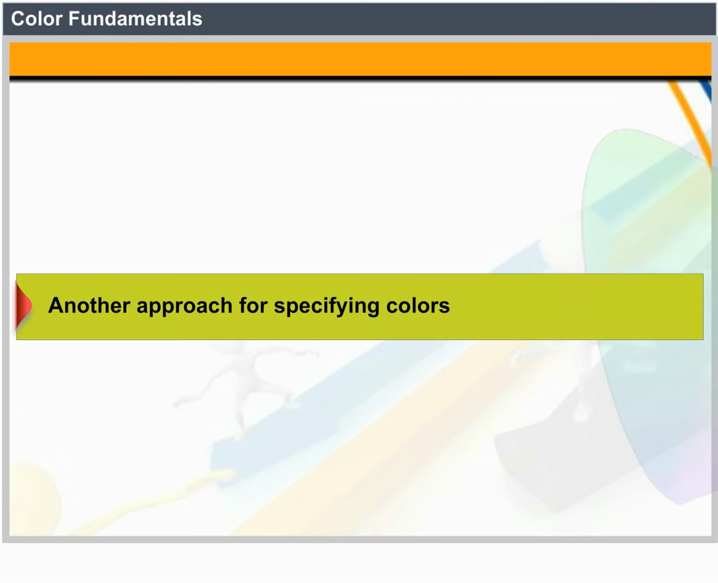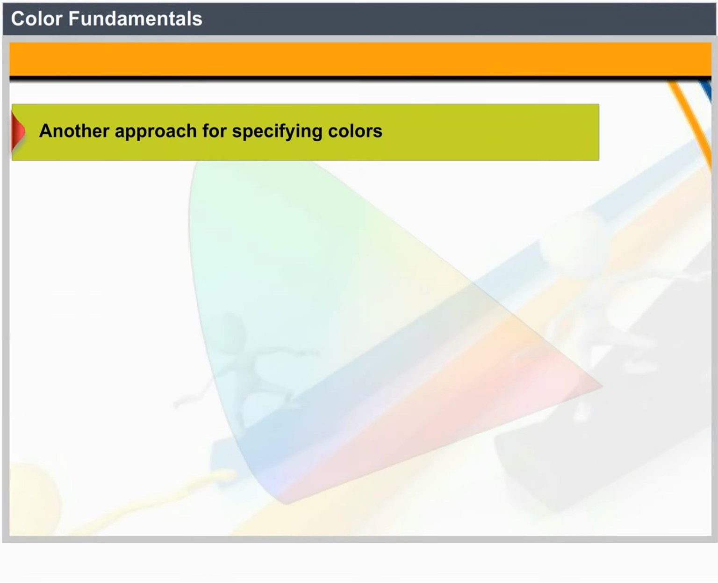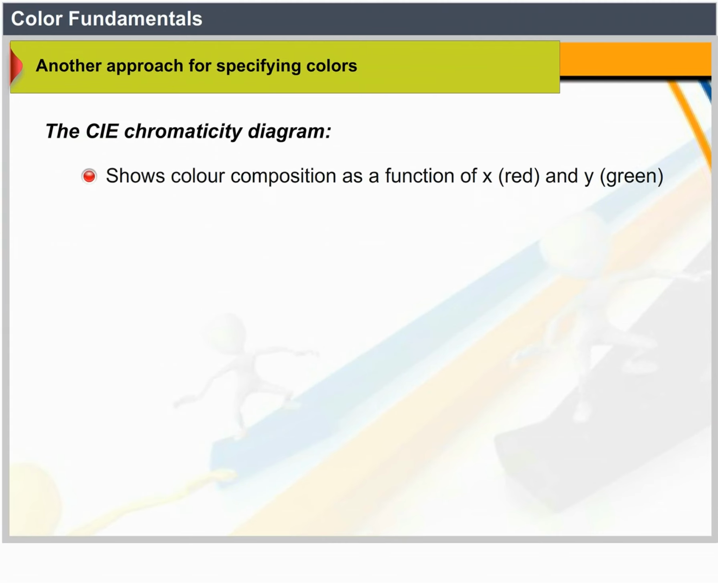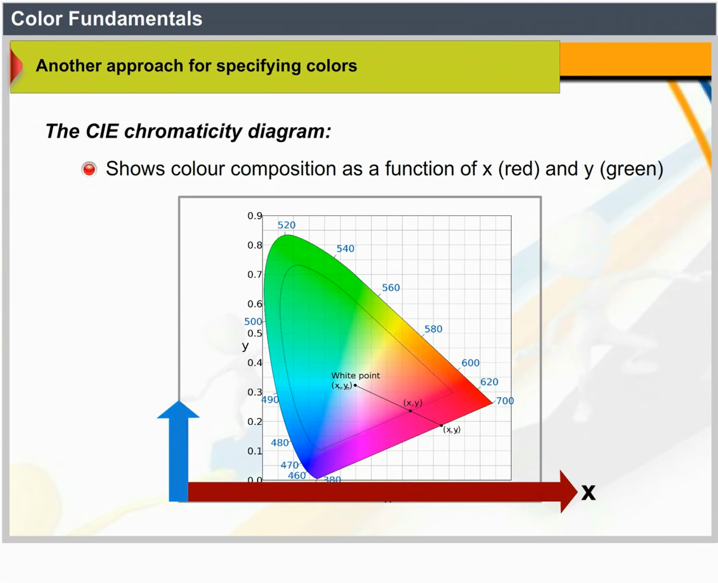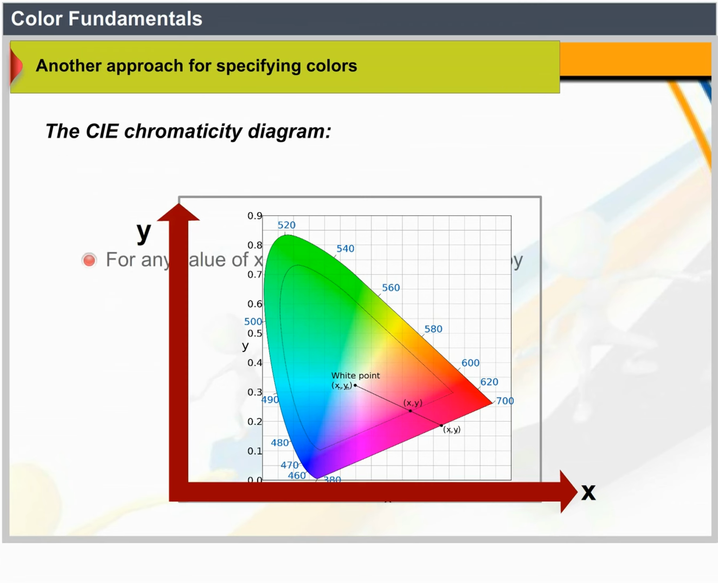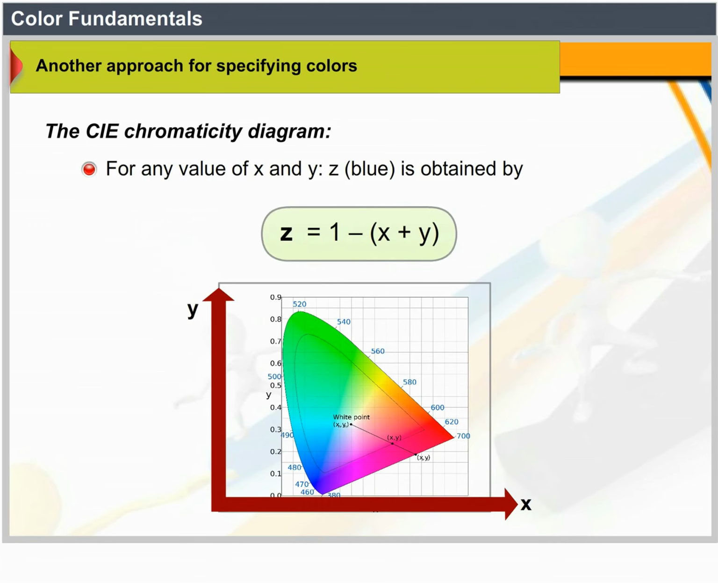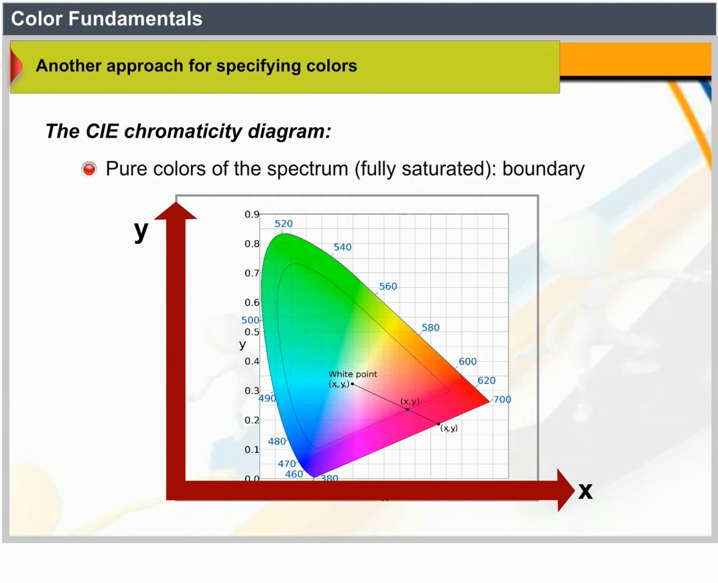Another approach for specifying colors is the CIE chromaticity diagram. It shows color composition as a function of x, red, and y, green. For any value of x and y, z, blue, is obtained by z equals 1 minus (x plus y). Pure colors of the spectrum are fully saturated, on the boundary. The figure shows the chromaticity diagram.